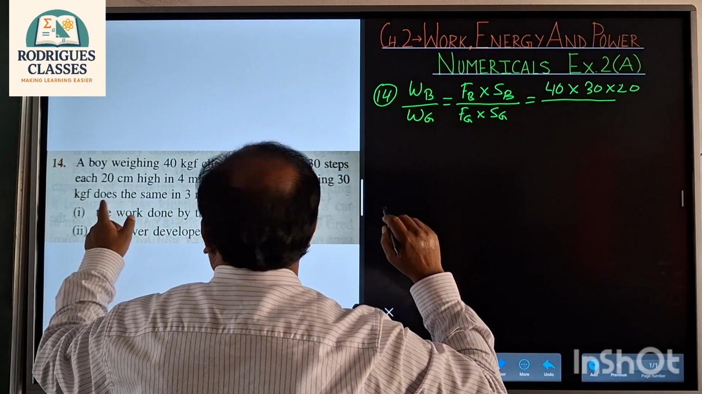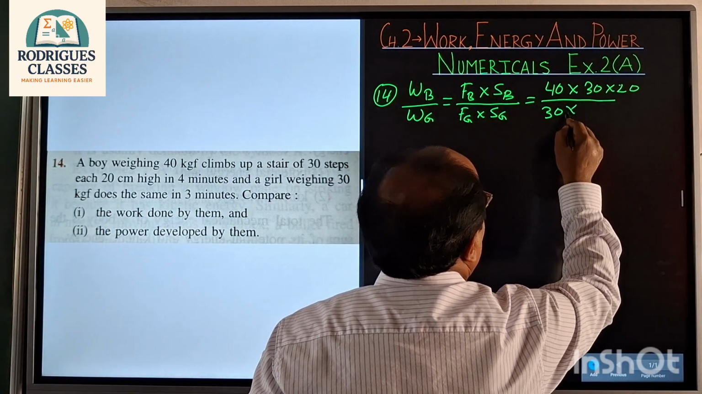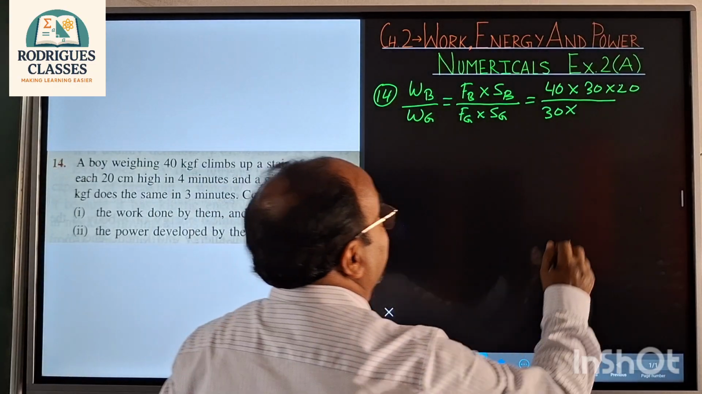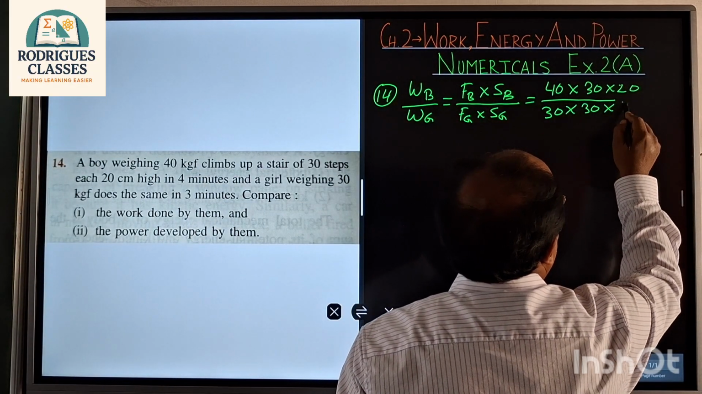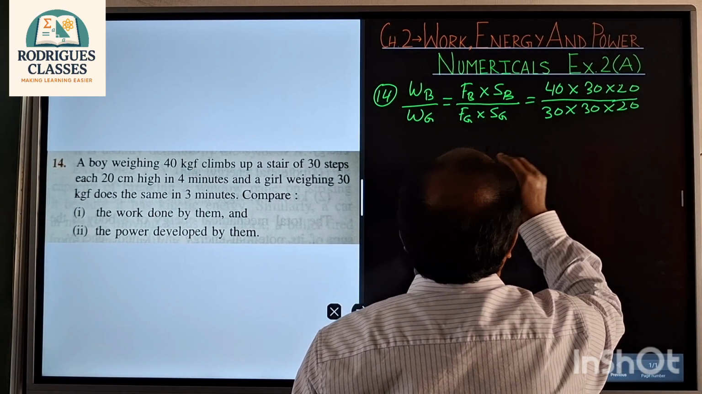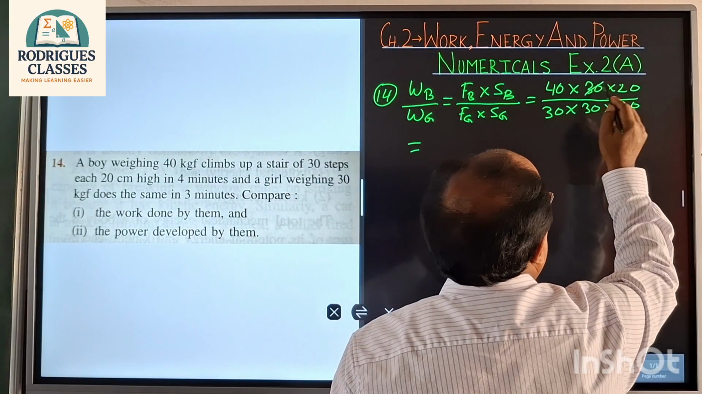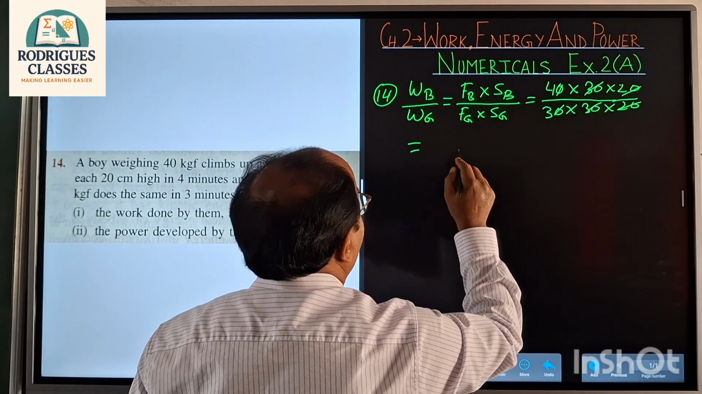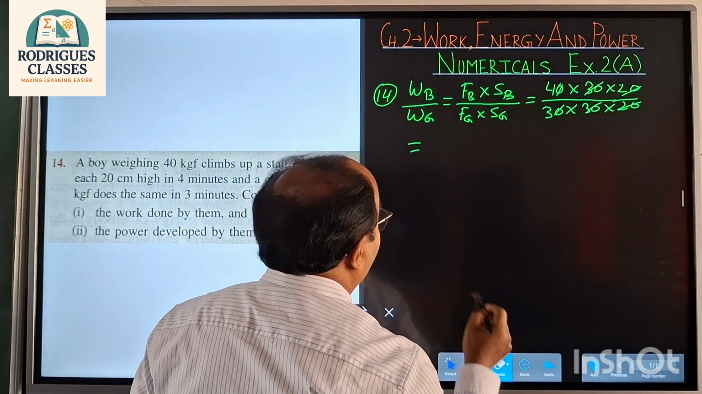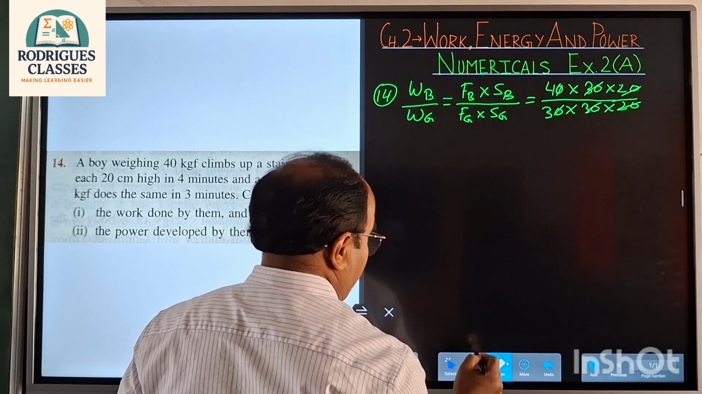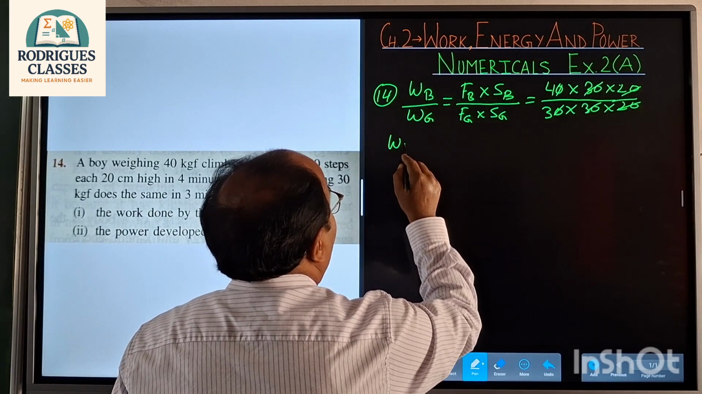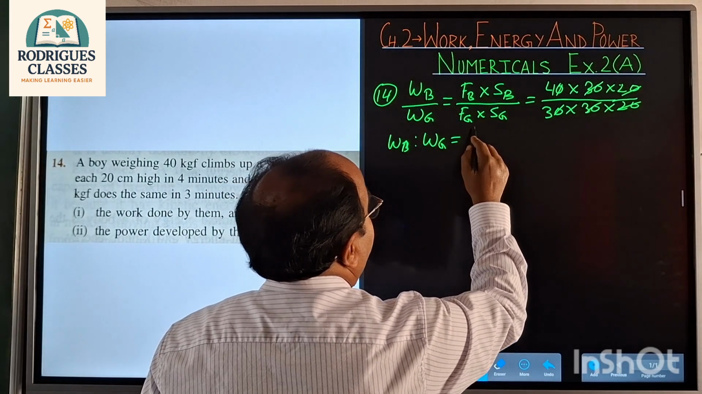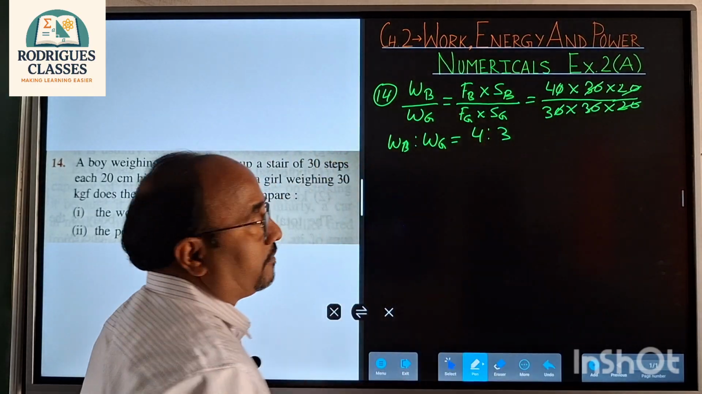Now for the girl, the weight is 30 kgf and the same height is being covered by both. So this remains the same. What you can notice here is that 30 cancelled, 20 cancelled, 0 cancelled, 4 by 3. So work done by the boy is to work done by the girl is equal to 4 is to 3.